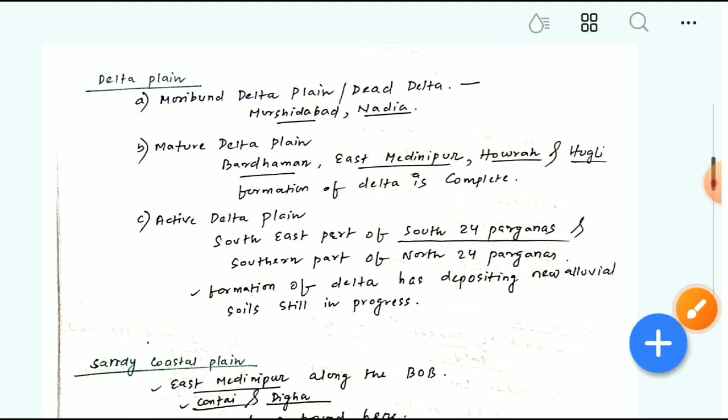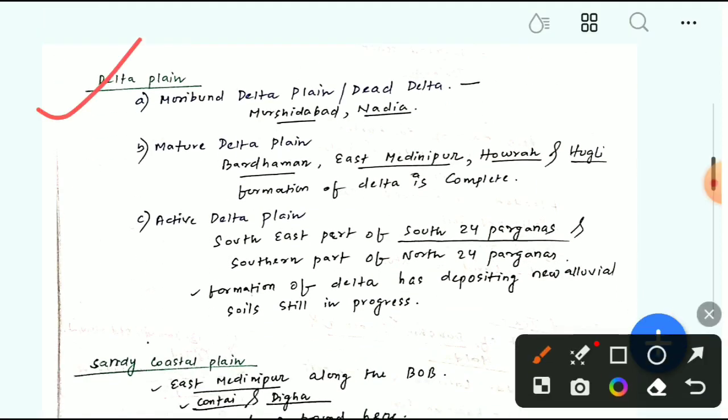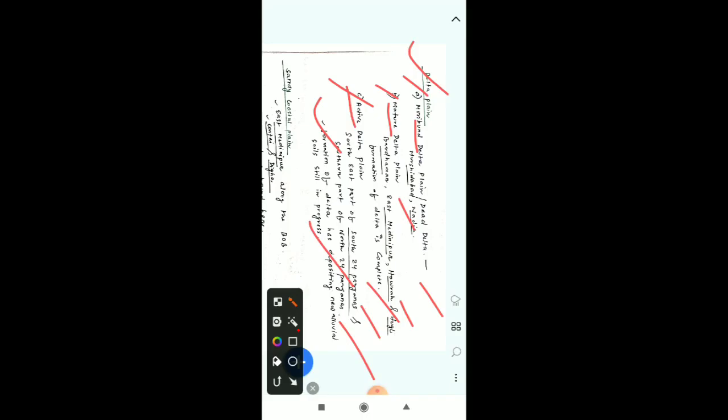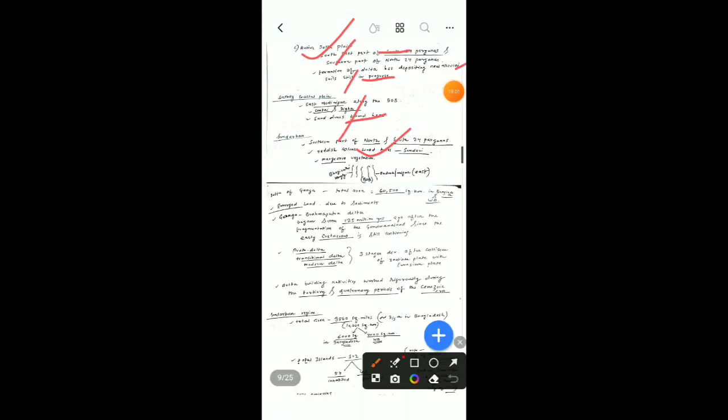Next is Delta plain. Delta plain is divided into 3 areas: moribund delta or dead delta, that is Murshidabad and Nadia, and mature delta, that is in Bardhaman, East Medinipur, Howrah, Hooghly. Formation of delta is complete here, that's why it is called mature. Active delta is the southeast part of South 24 Parganas and southeast part of North 24 Parganas. Here formation of delta, depositing new alluvial soil, is still in progress. So it is active delta, mainly in Sundarban.